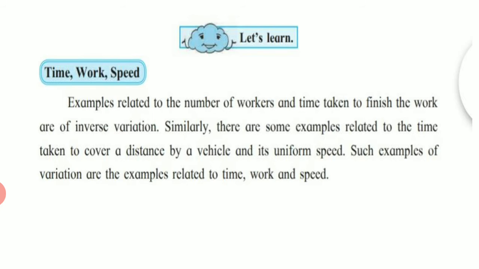Let us learn time, work and speed. Examples related to the number of workers and time taken to finish the work are of inverse variation. Similarly, there are some examples related to the time taken to cover a distance by a vehicle and its uniform speed. Such examples of variations are the examples related to time, work and speed.